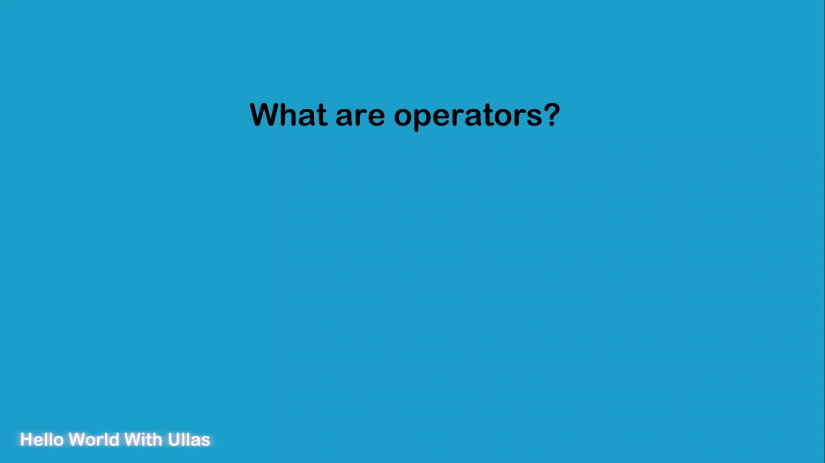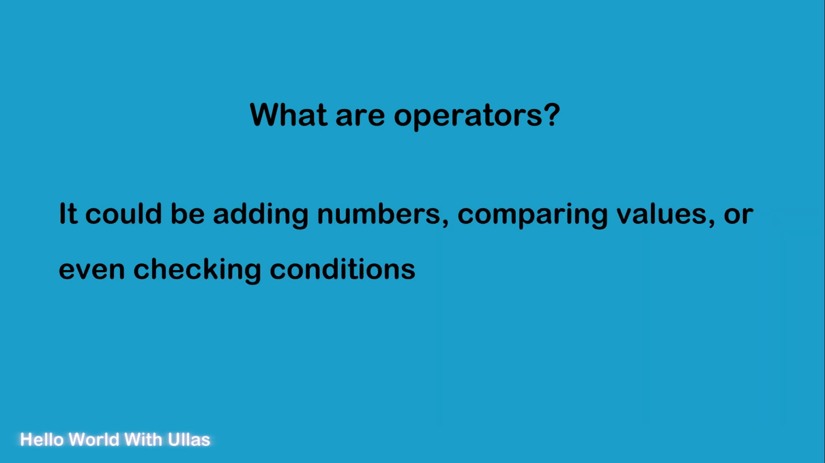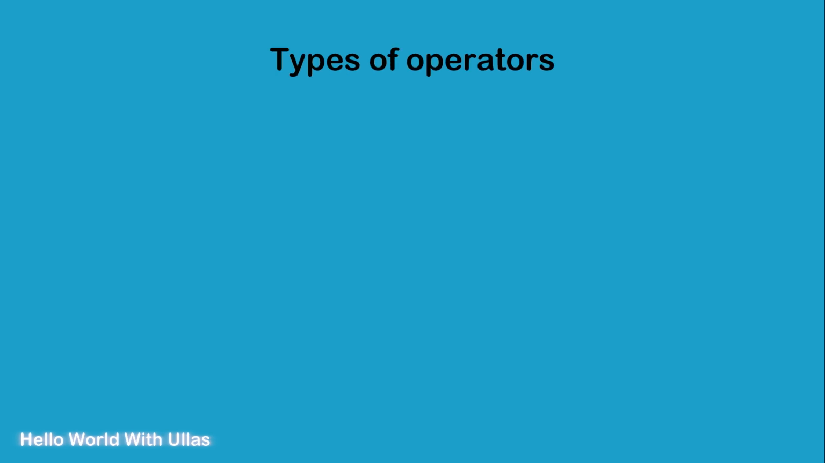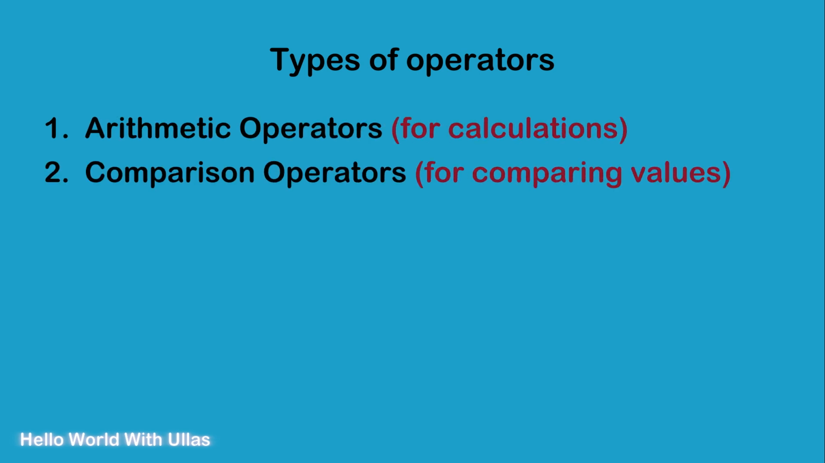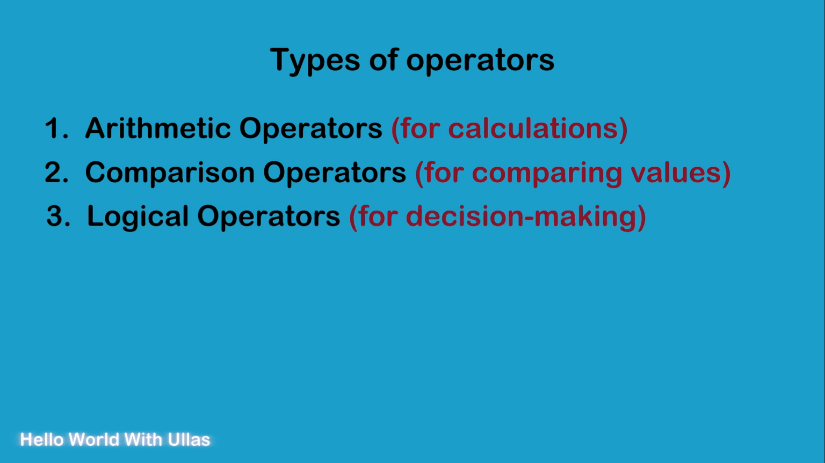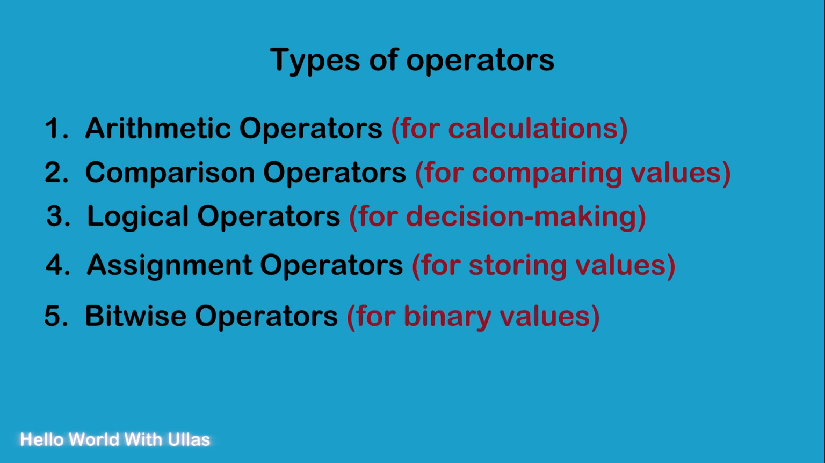What are operators? An operator is a symbol that tells Python to perform an action. It could be adding numbers, comparing values, or even checking conditions. Python has several types of operators, but the most commonly used are arithmetic operators for calculations, comparison operators for comparing values, logical operators for decision making, assignment operators for storing values, and bitwise operators for binary operations.